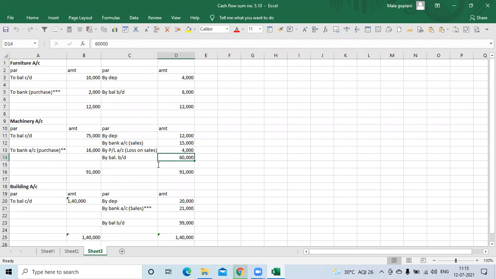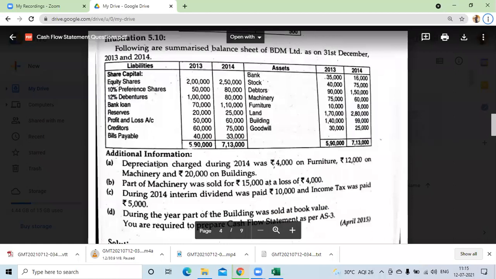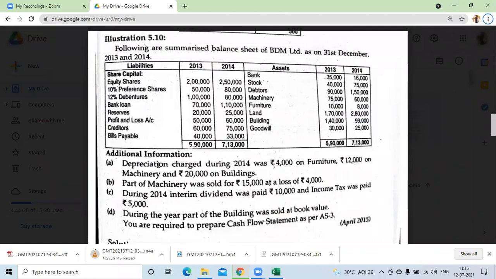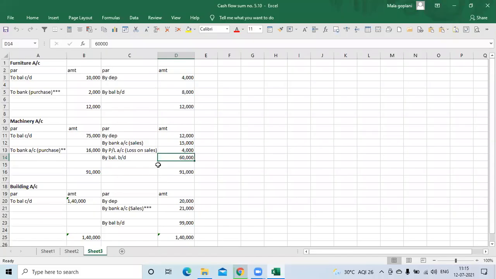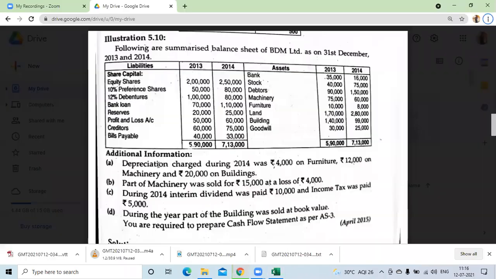Now next, the depreciation of machinery. The first adjustment, depreciation charge during the year, 4,000 on furniture, we are done with that. 12,000 on machinery. So where will we write the depreciation? Credit side. Write down by depreciation on the first line, machinery. The lines which you have left are for this. By depreciation 12,000. Done this much? Yes. Next.